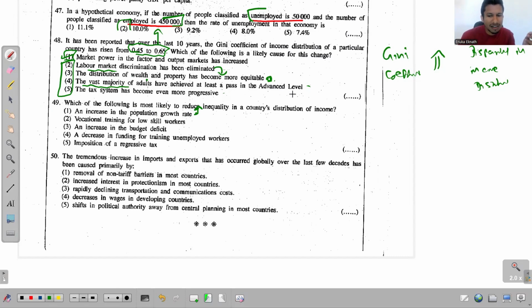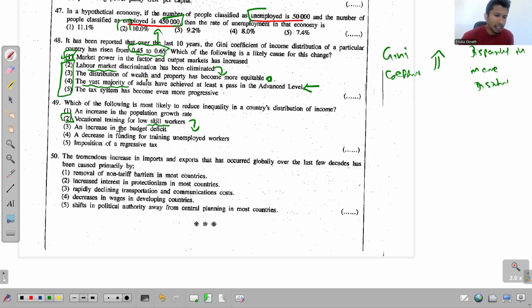If you see the now, no point of giving this. If you remember this option, both are same. The level of education, the knowledge of the low-skilled workers increases. The knowledge increases so that their earning potential also increases. Then what will happen? The inequality in the income distribution will decrease. It will reduce the inequality in income distribution. Then that is the answer for this question 49. But just go through the other options.